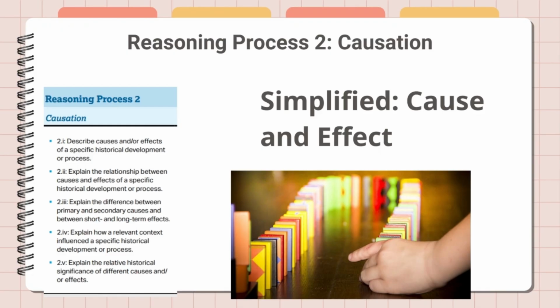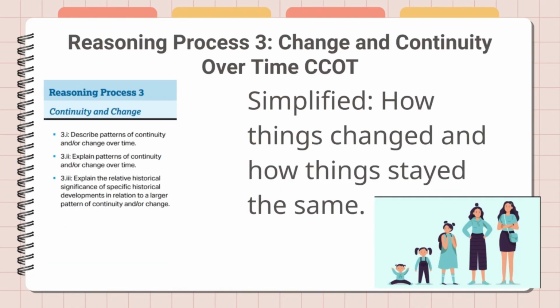Explaining the relationship between the causes and the effects, the differences between the primary and secondary causes, between short-term and long-term effects, relative historical significance of different causes and or different effects could be some of the things that you're asked to do here. And then CCOT, or change and continuity over time, is how things change and how they stayed the same, describing patterns, looking at patterns, the significance of these developments in a larger continuity. Was that something that stayed the same or a bigger change?